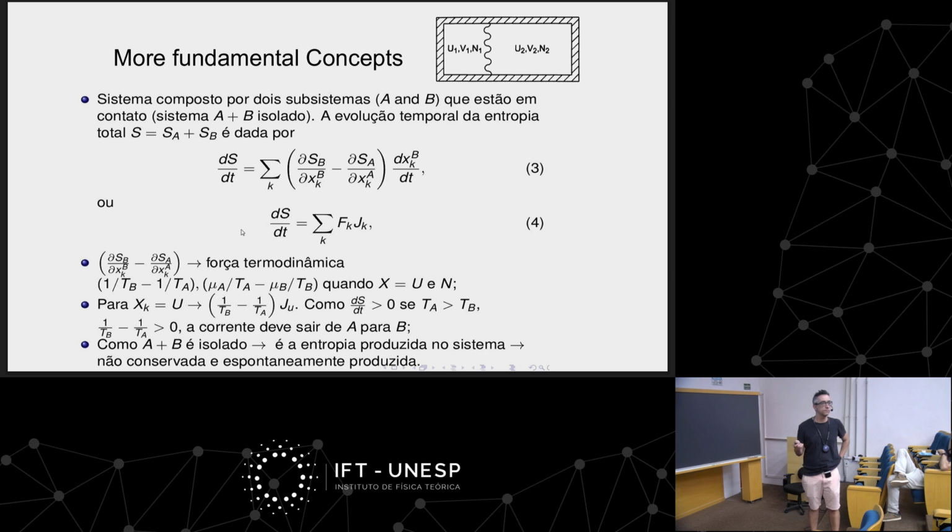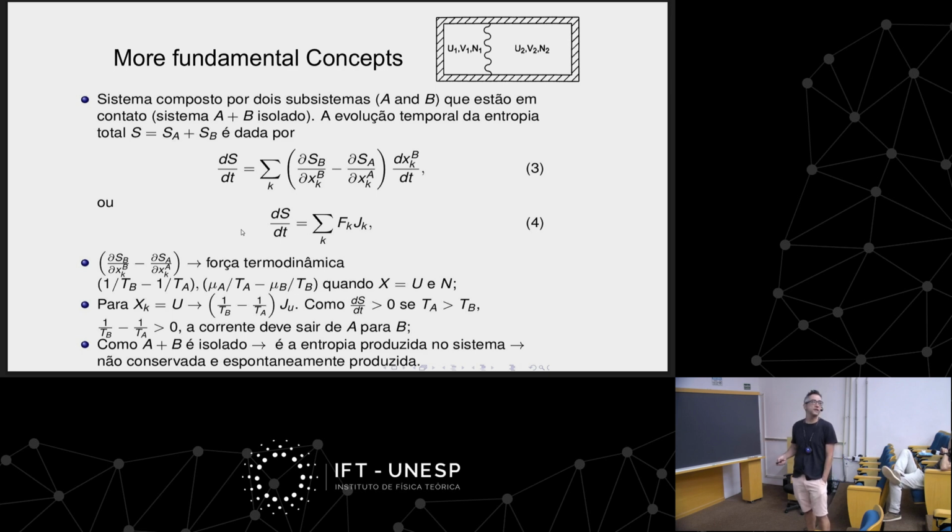Until here, okay? Why is this expression interesting? Because it shows that this change of entropy can be written as a sum of this quantity. This quantity is referred to as a thermodynamic force. For example, if X is the energy, this is proportional to the difference of temperature. If X is the volume, this is the difference of pressure. If X is the total particle number, it is the difference of chemical potential. And you can interpret this variation of entropy as due to the thermodynamic force times this quantity.